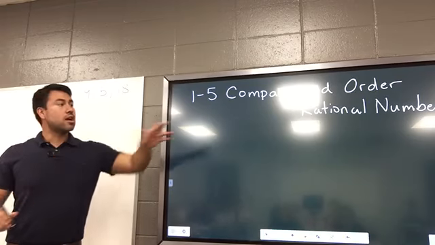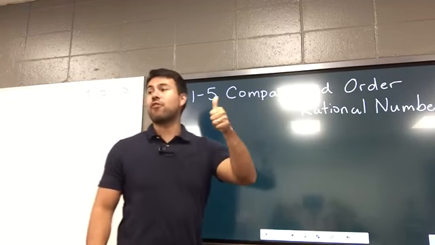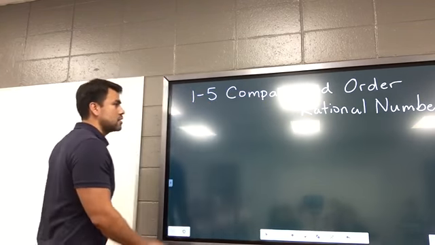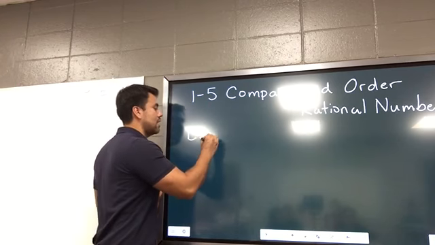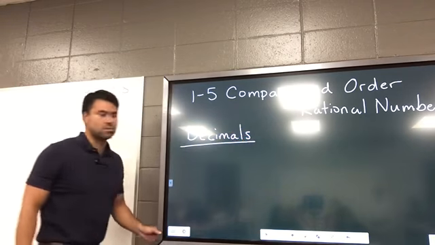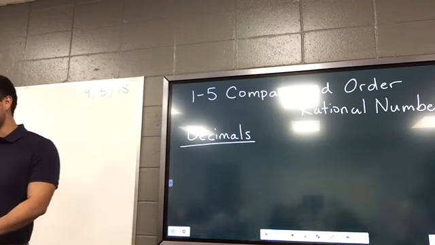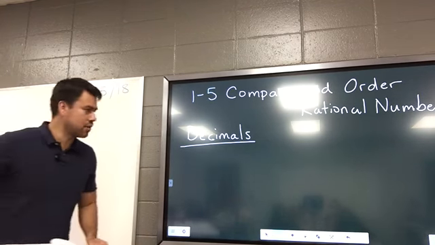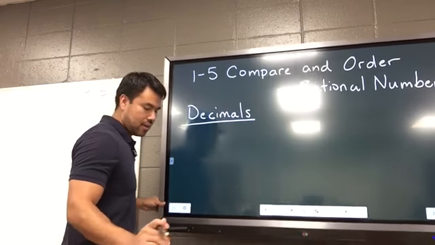If we're talking about rational numbers, we're talking about fractions and decimals, okay? So that's what we're going to compare in order today. So we're going to start off talking with decimals, how to deal with those. And we're going to look at these 4 decimals and see if we can compare them.